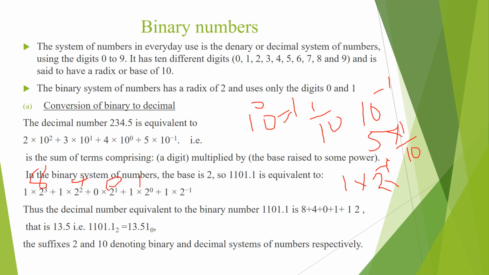And then we have plus 1 times 2 raised to power negative 1, which is the same as 1 multiplied by a half. 1 multiplied by a half. So that one becomes 0.5. So if we add them, we now get 1101.1 base 2, which is equivalent to 13.5 base 10.